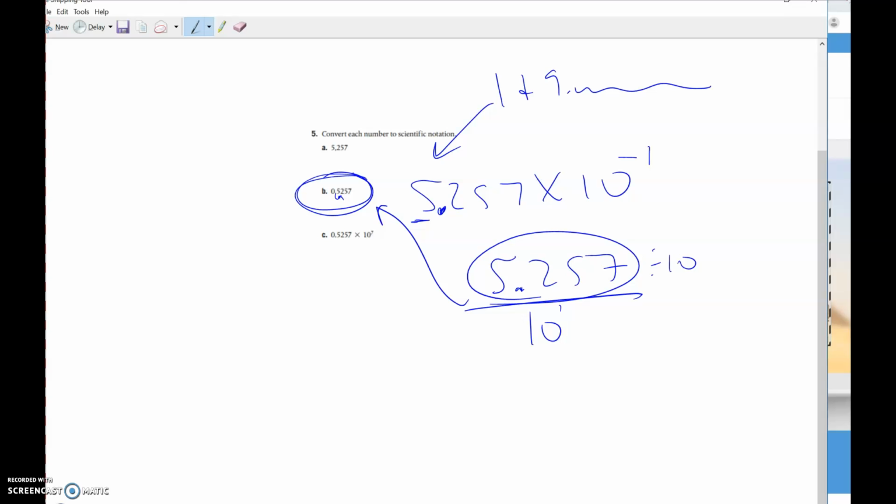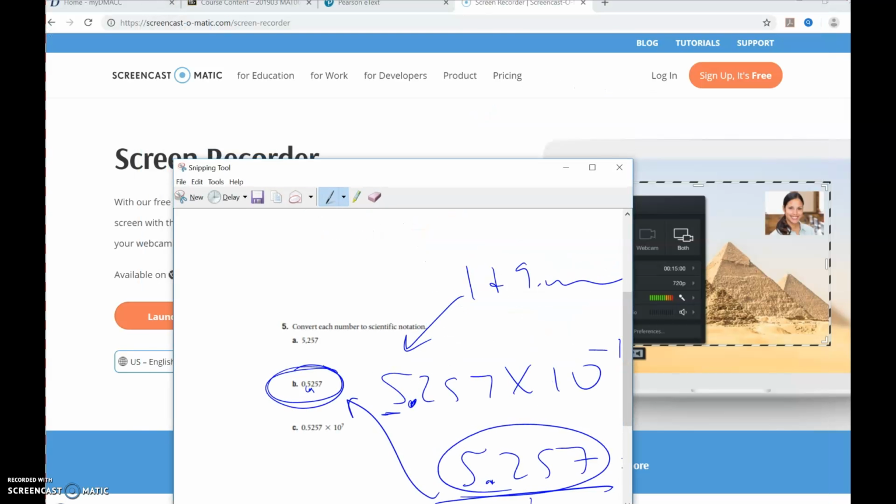If you look at the second one, that looks like someone tried to put it in scientific notation, but they kind of failed a little bit.